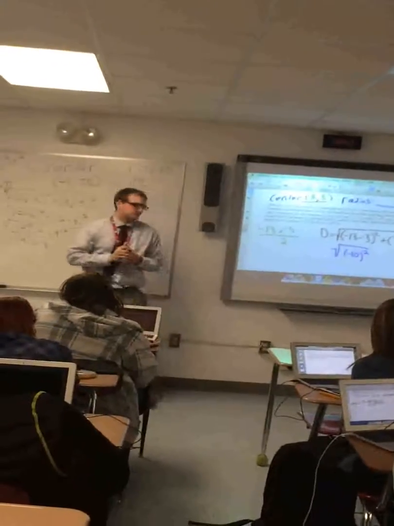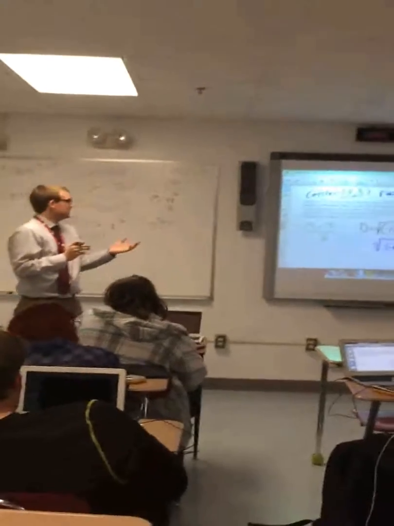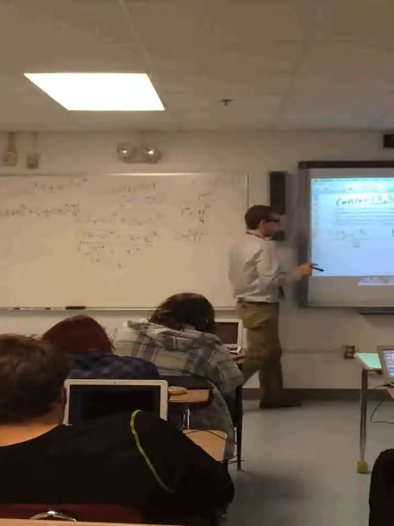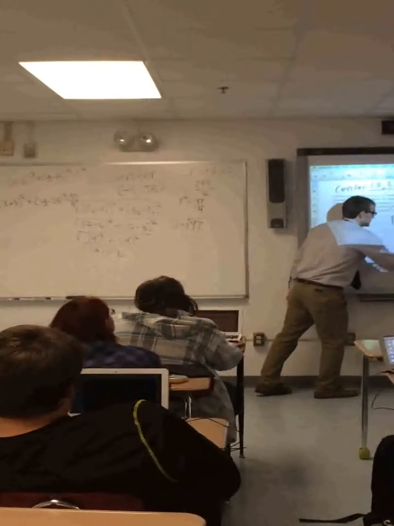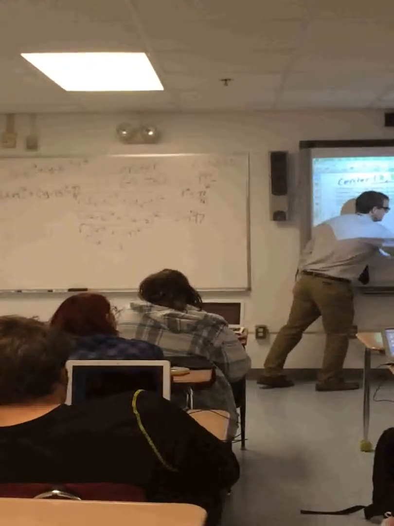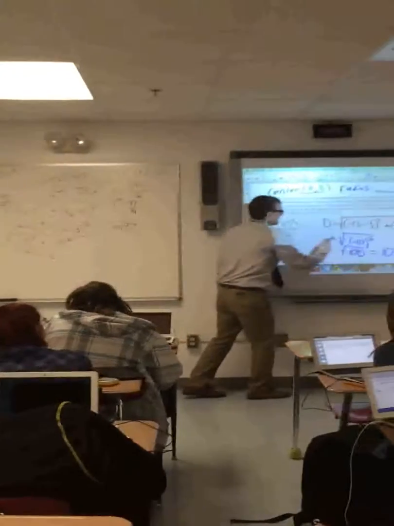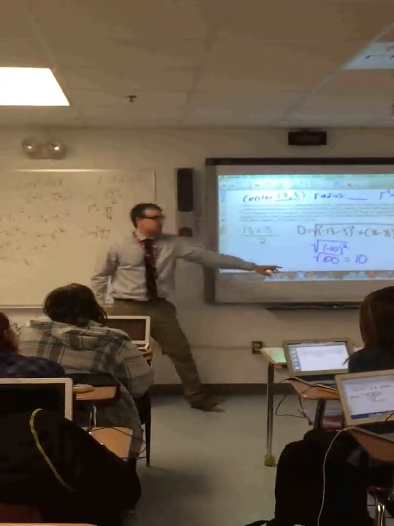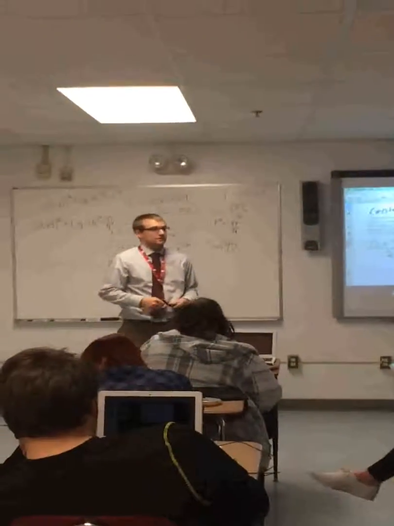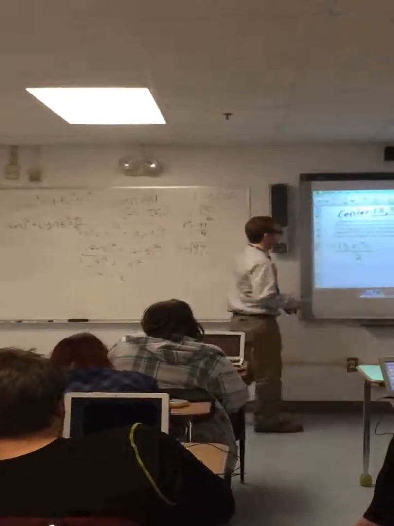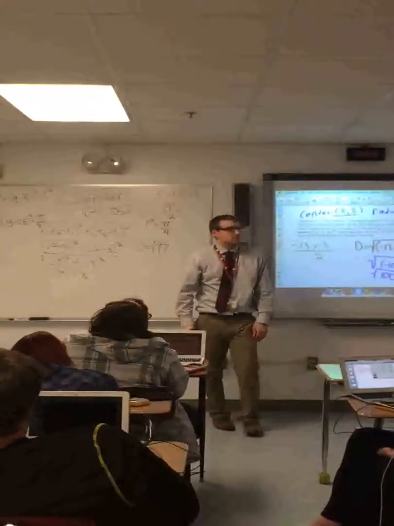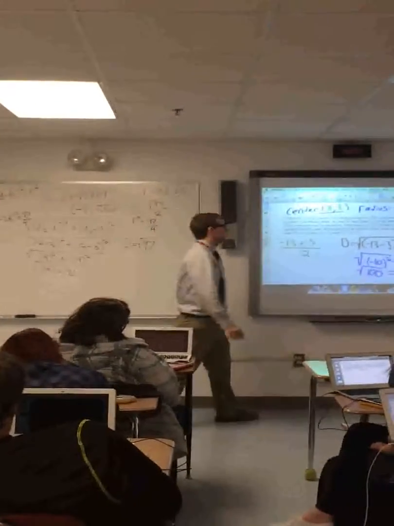-10 squared. Now, -10 squared gives me 100. But then the square root of 100 is equal to 10. So the length of my diameter is 10. Now, if my diameter is 10, what's my radius going to be? It's going to be 5. And then what is my radius squared going to be? It's going to be 25.